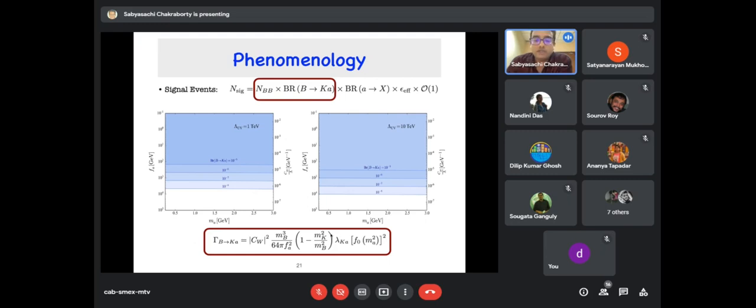So from quark level, which was our calculation, you can go to the meson level by introducing form factors and so on. And this branching fraction, as you can see, for 1 TeV of the decay constant, you can probe up to 10 to the power minus 6. So this already tells you that you can constrain 1 TeV or even 10 TeV using the B phenomenology.